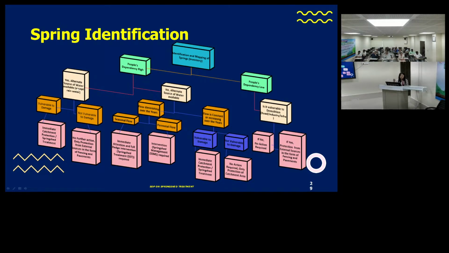Suppose the dependency is very high and that is the only source of water in that particular village or community. Then we need to see if it is vulnerable to damage or not. If people's dependency is high, if it is the only source, and if it is vulnerable to damage, then immediate action needs to be taken. If you can just follow my cursor, okay? Because many blocks are there, we'll go into them one by one. So immediate action on protection needs to be taken.